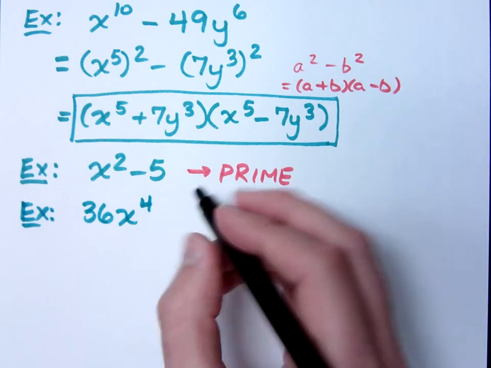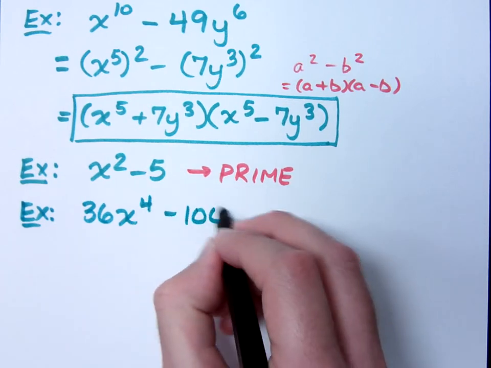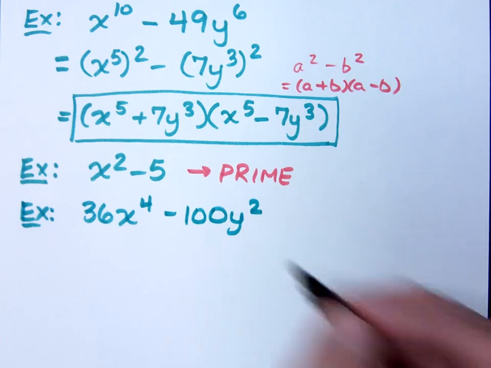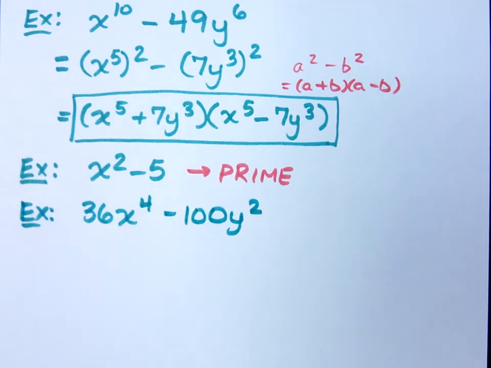Let's try this one. 36x to the 4th minus 100y squared. Can anybody tell me the wrong answer? 25 is the wrong answer. Okay. I'm looking for the right wrong answer. Who wants to give me an answer here? It's 6x squared plus and minus 10y. Okay, good. That is the wrong answer I was looking for.